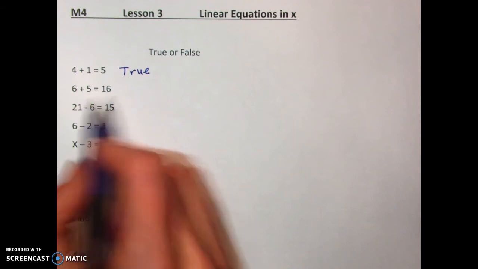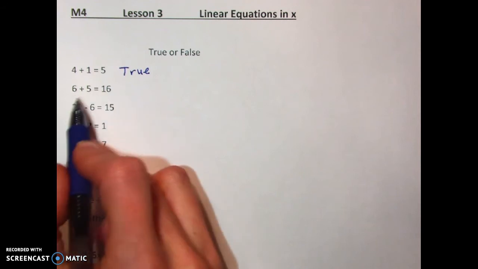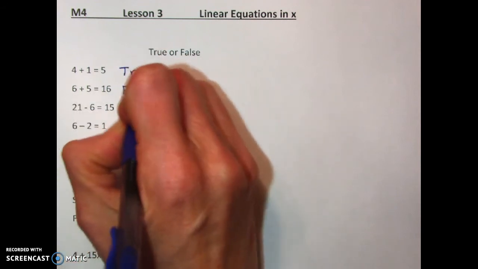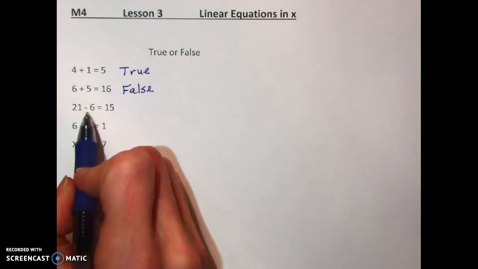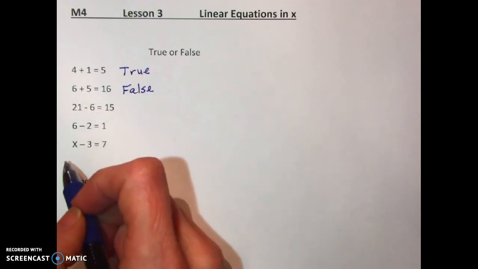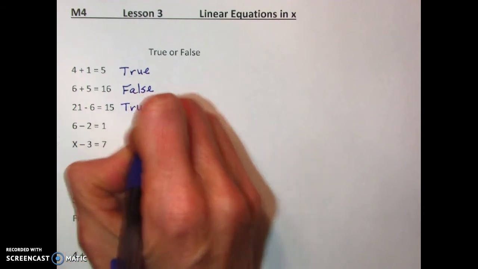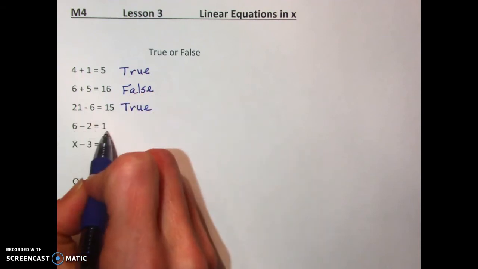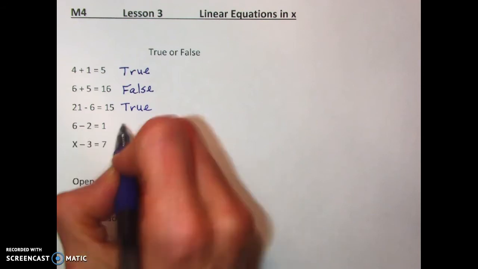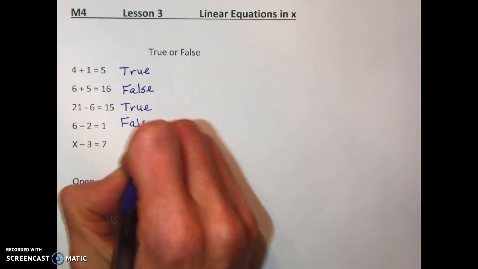6 plus 5 equals 16. No, 6 plus 5 equals 11, so that would be false. 21 minus 6 equals 15. Do the math? Yes, that is true. 6 minus 2 equals 1. No, 6 minus 2 equals 4, so that's false.